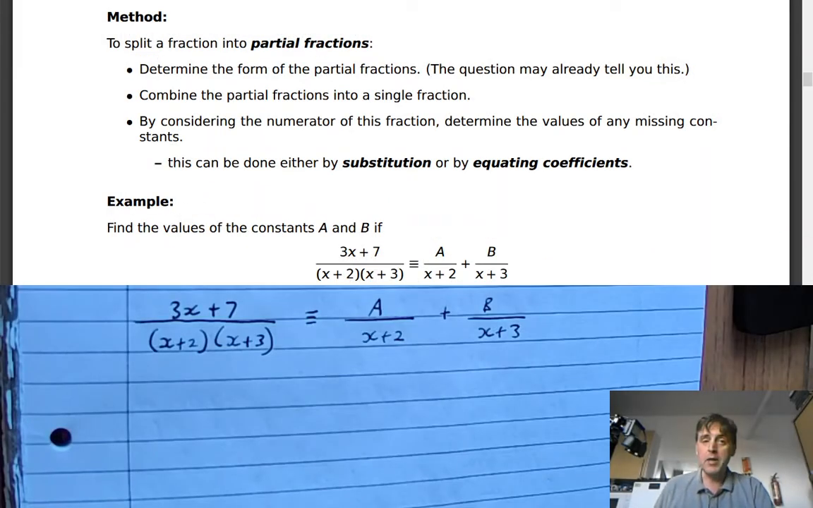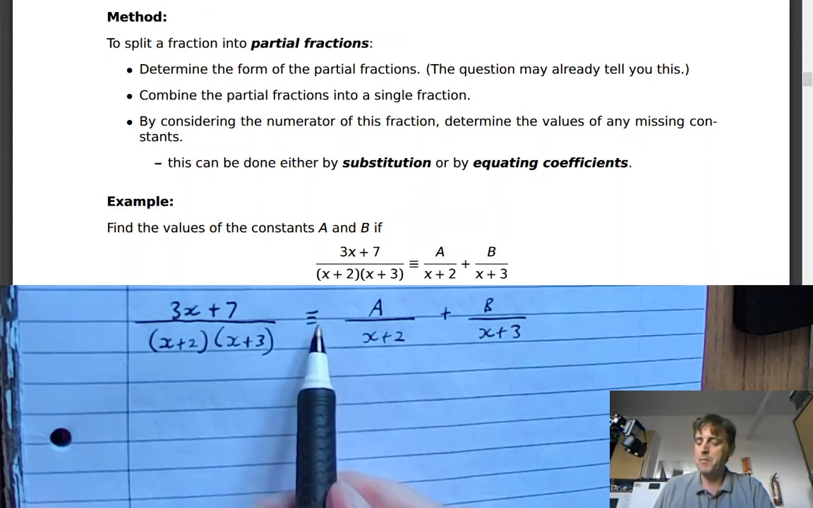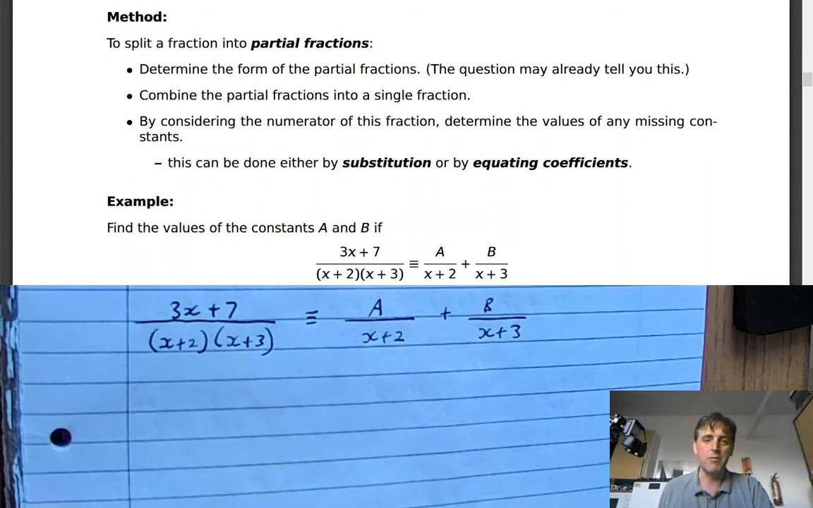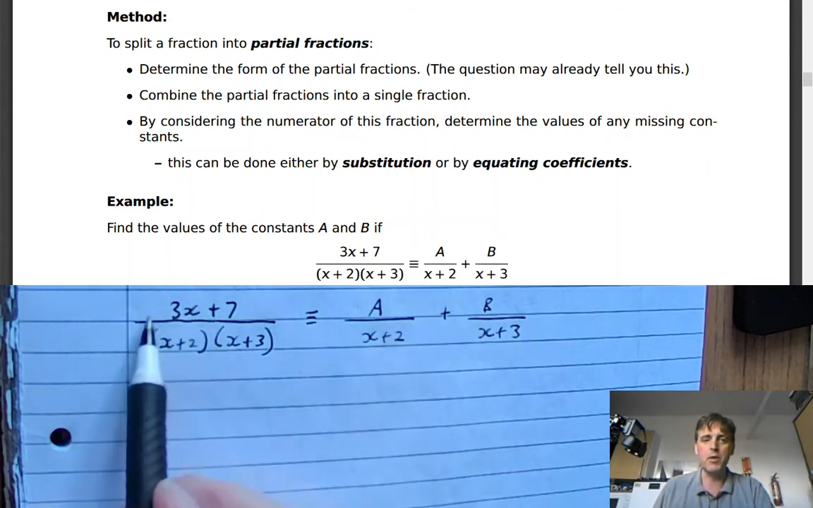Okay, so quick reminder in case you'd forgotten, this symbol here, the thing that looks a bit like an equal sign but with 3 lines in it, tells us that this is true for all values of x. It's an identity we're looking for here. So we need to find the values of a and b, constants, so that these two fractions here will combine together to make this one here.